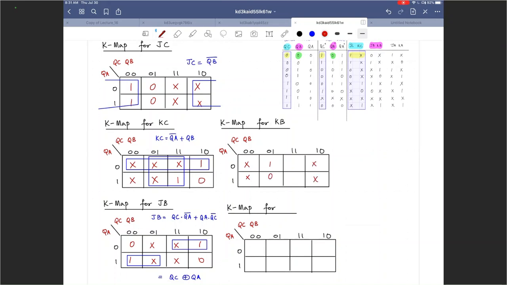XX10, XX, X1. Okay, I believe the two groups will be this and this, giving you KB as QA complement or QC.